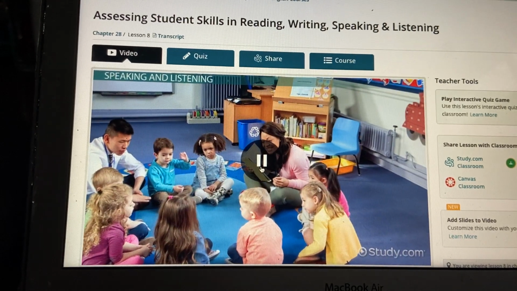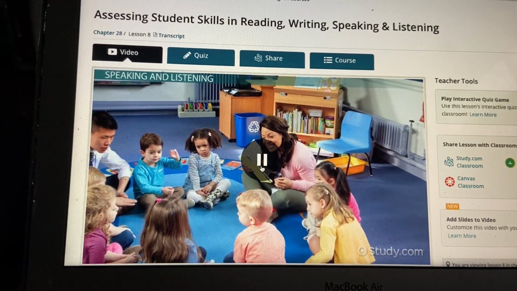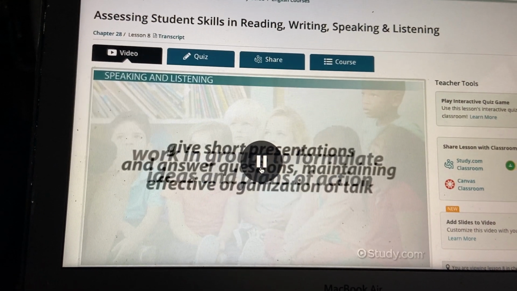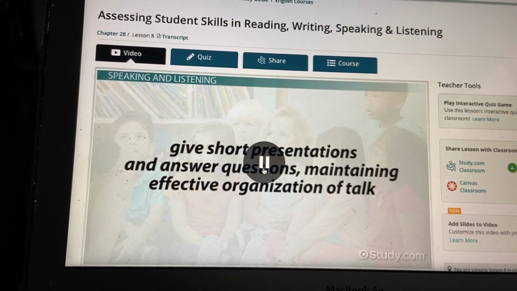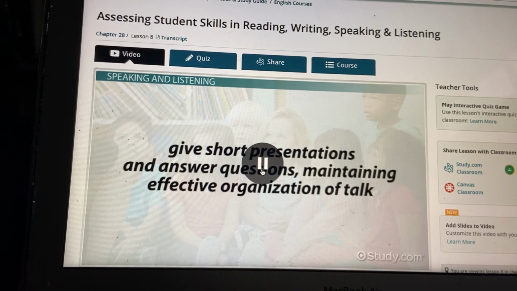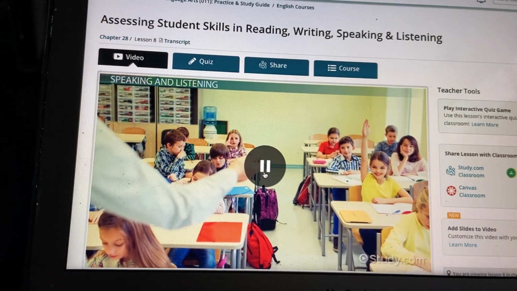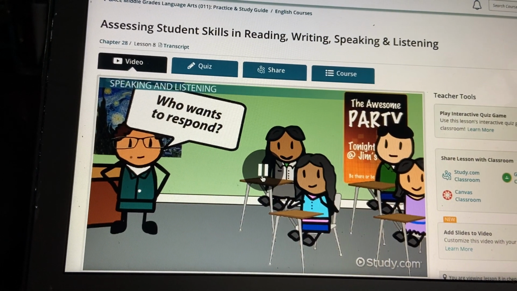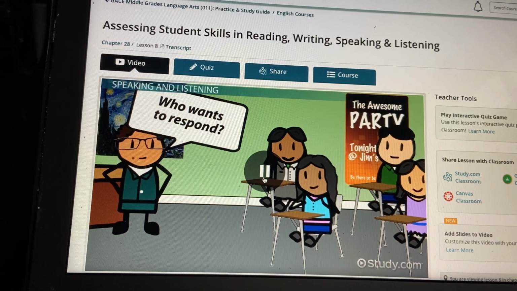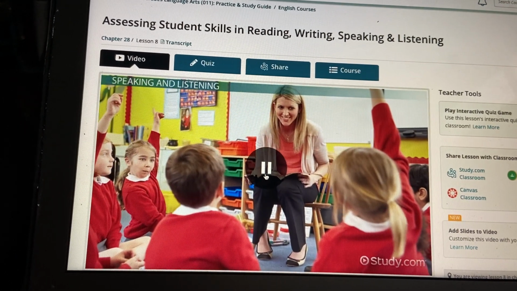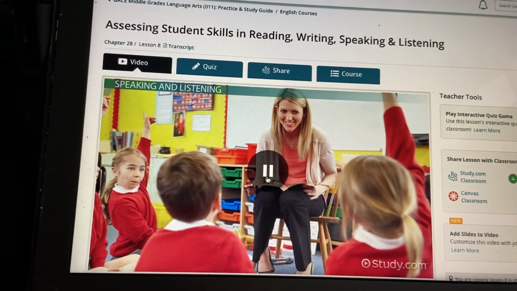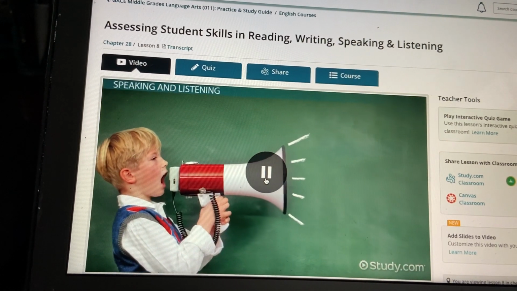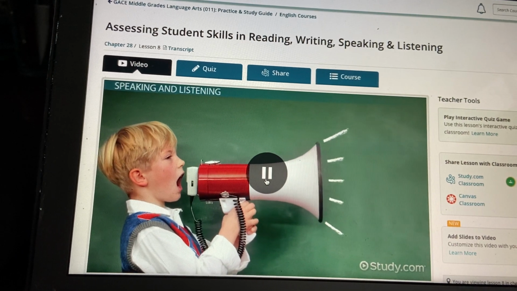Let's use the following 2 objectives to discuss ways to assess speaking and listening. Work in groups to formulate ideas and plans of action. Give short presentations and answer questions, maintaining effective organization of talk. There are multitudes of activities you can use to assess these 2 objectives. One impromptu activity is simply asking a student to share a written response. You can observe this student speaking, and then ask another student to summarize, add on to, or give an opinion on the original student's response. Thus, you are observing the second student's listening and speaking skills.